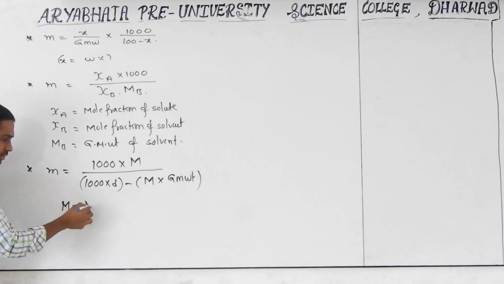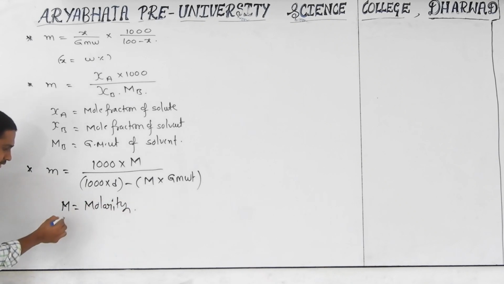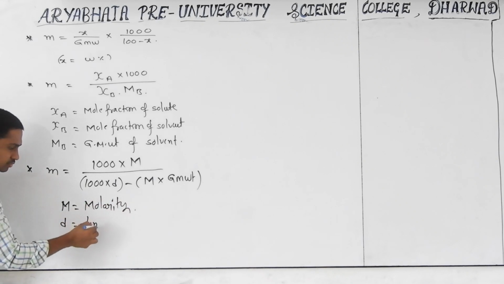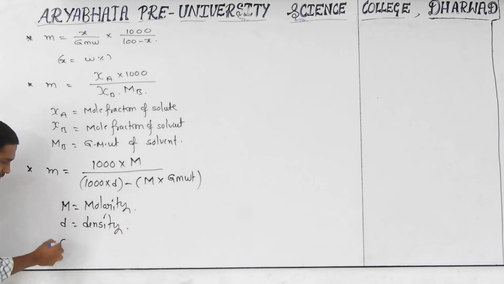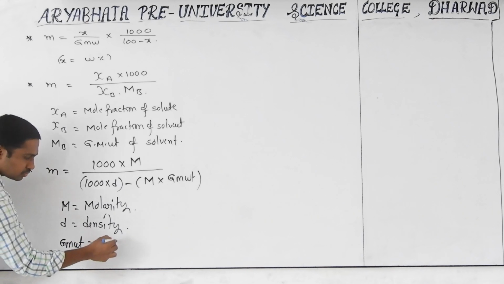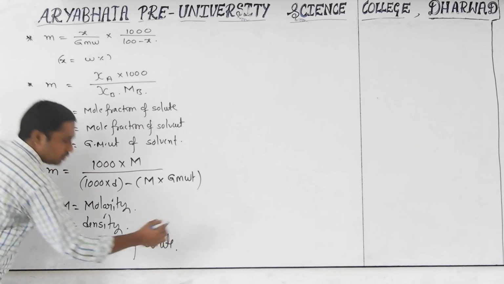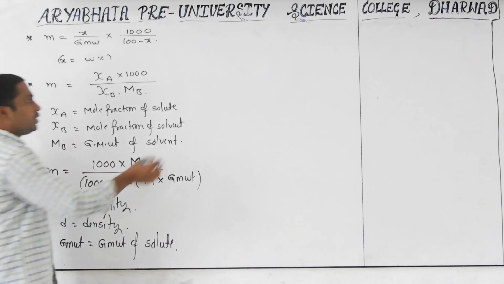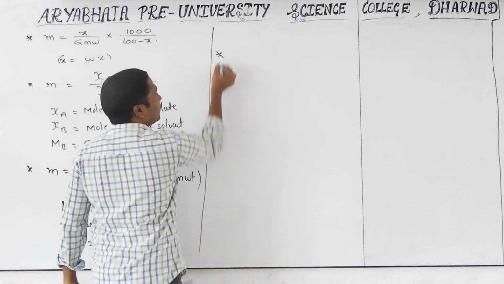Capital M is nothing but molarity of solution, and D means what? Density of solution. And GMW means what? Gram molecular weight of the solute. And I will give you one more formula. See carefully.